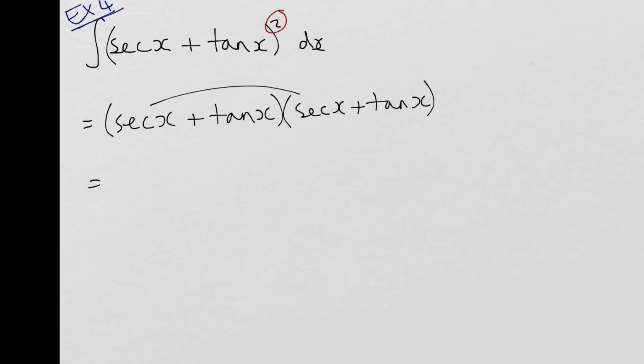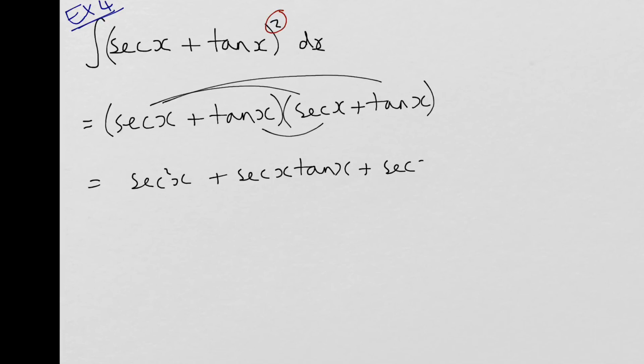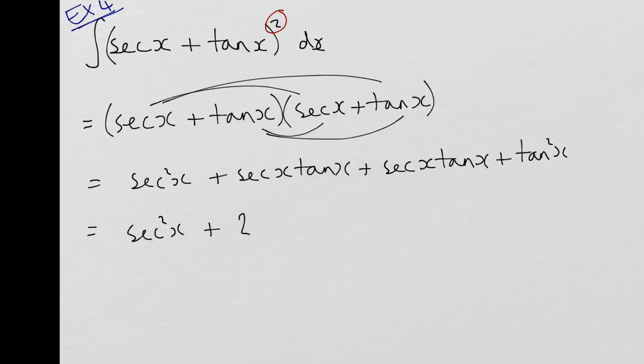Okay, so sec x times sec x, sec squared of x, sec x times tan x, sec x tan x. Well, I'll put it in the same order as the previous one for simplicity. And then tan times tan, so we've got tan squared of x. Okay, so let's look at what we've got now. Sec squared of x plus 2 sec x tan x plus tan squared of x.